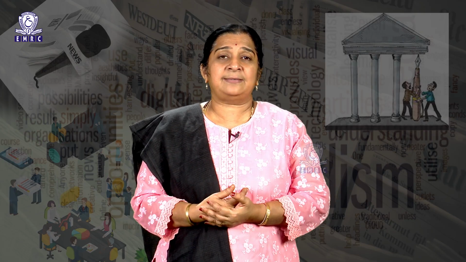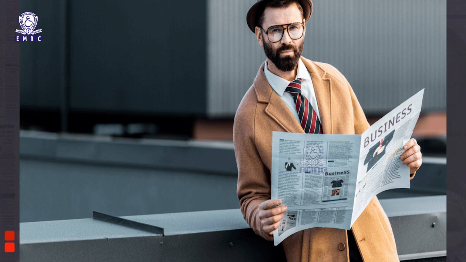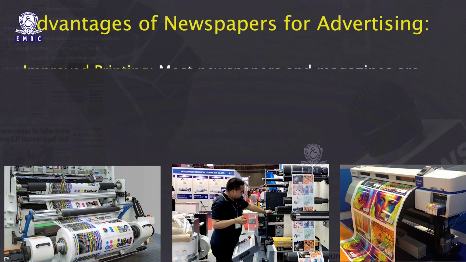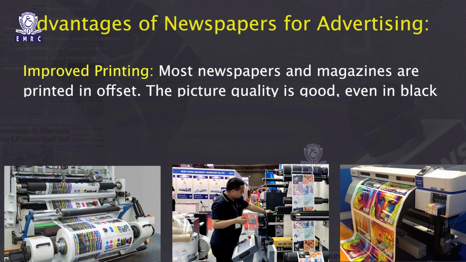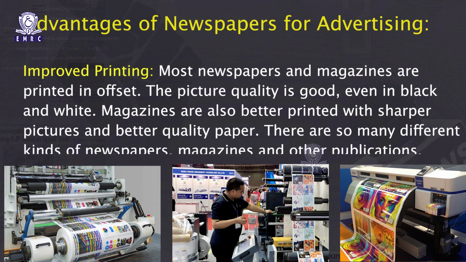Evaluation is done by dividing the cost of space by the number of replies received, statistics available. Net sales are audited, readership details are researched. A wealth of statistical information exists about all publications, newspapers and magazines. The media planner can thus do his planning. Improved printing. Most newspapers and magazines are printed in offset. The picture quality is good, even in black and white.